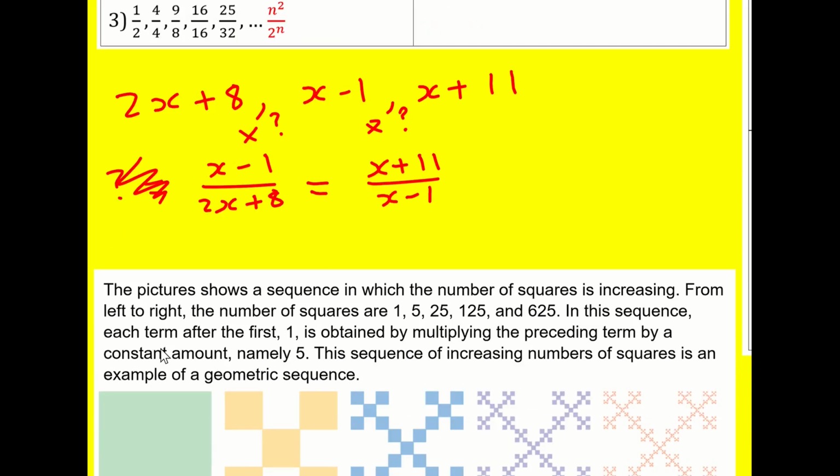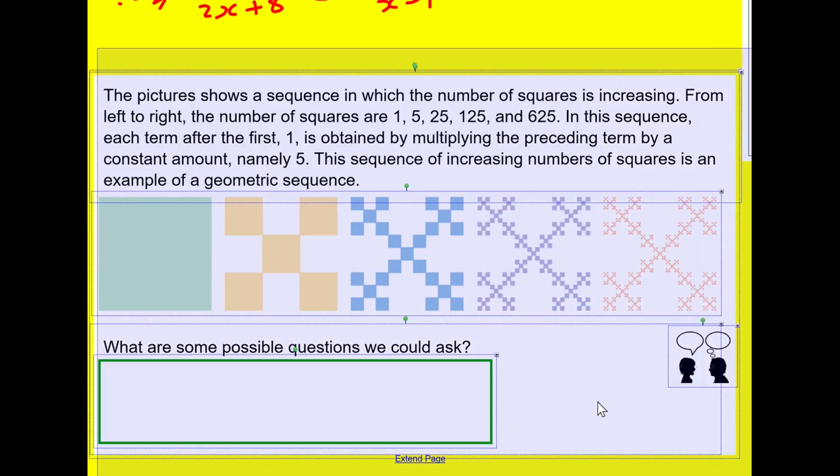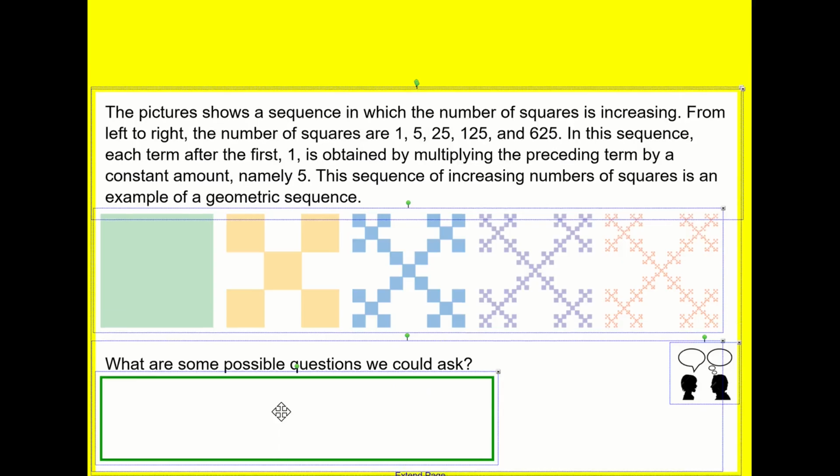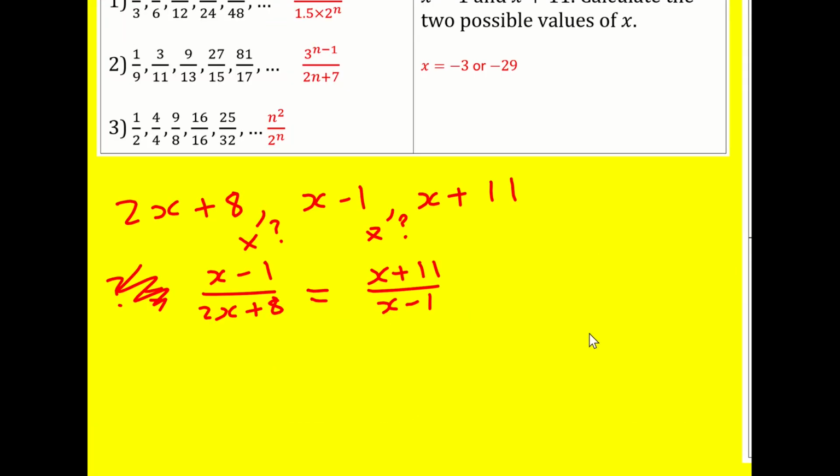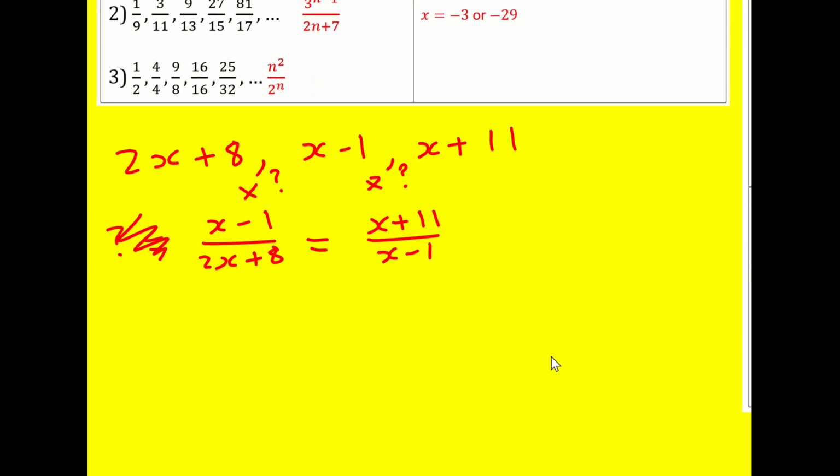Just going to move this out of the way so I've got a bit more space. Again, this is the challenge question. This is going beyond the GCSE, let's be fair. How can we deal with this kind of question? Well, we can multiply through by each of the denominators. So it's going to become x minus 1, and we multiply by x minus 1 on both sides, so it disappears from the right-hand side, and I've got x plus 11 times 2x plus 8. You could try trial and error, but that's going to be tough in this case.